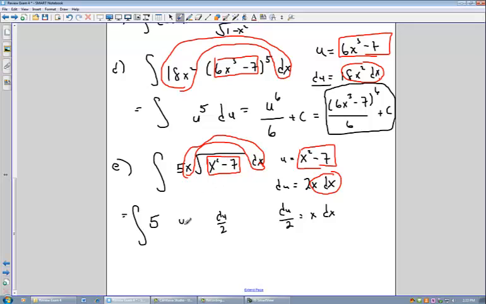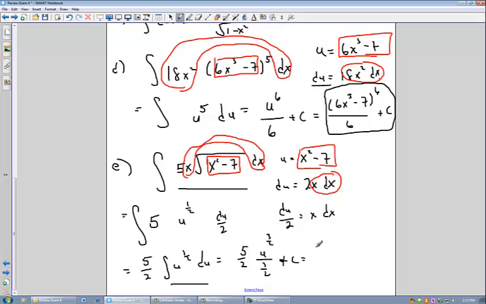So let's write u to the 1/2. And so this is equal to 5 on top, 2 on bottom, the integral of u to the 1/2 du. And so I took this seemingly complicated problem and turned it into a nice easy problem. This is just a power rule. So I have 5 halves, u to the 1/2 plus 1, which is 3 halves, divided by 3 halves, plus c. When you divide by a fraction, you multiply by its reciprocal. So you have 5 halves times 2 over 3, u to the 3 halves plus c.